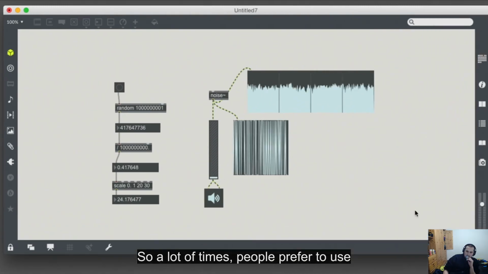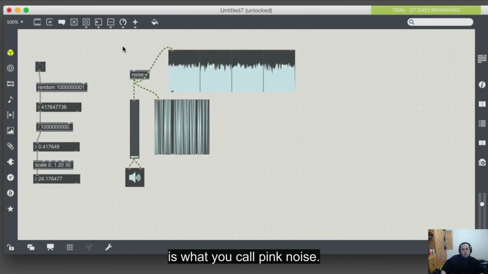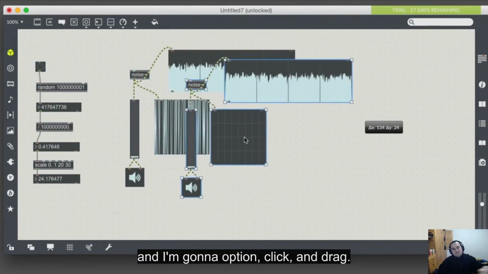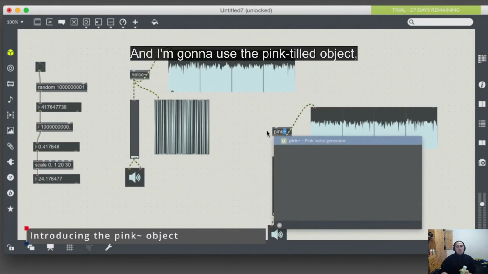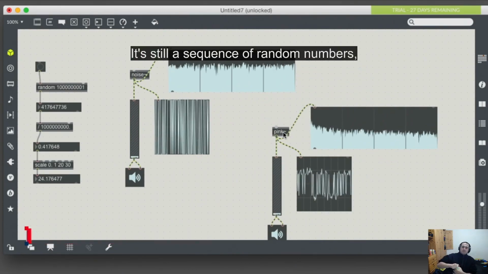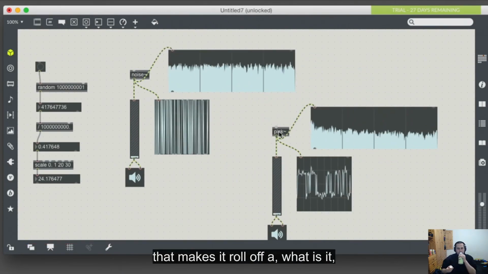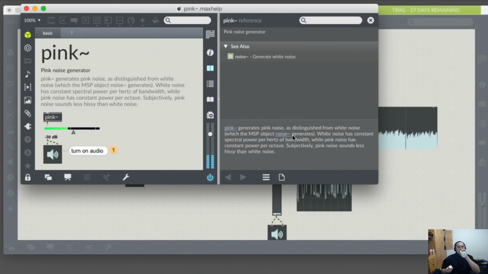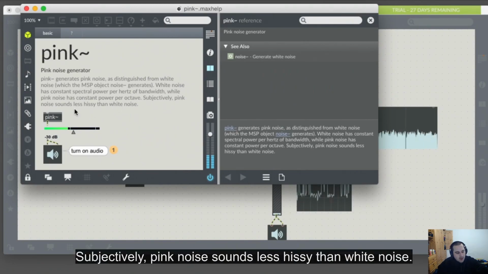So a lot of times people prefer to use filtered white noise, and the classic filtered white noise is what you call pink noise. So I'm going to select all this, and I'm going to option click and drag, make another copy of it. And I'm going to use the pink tilde object, which is the same. It's still a sequence of random numbers, but it's passed through a filter that makes it roll off at, what is it, 3 dB per octave or 6 dB per octave? Constant power per octave. So it must be, it goes off at 6 dB per octave. Subjectively, pink noise sounds less hissy than white noise.